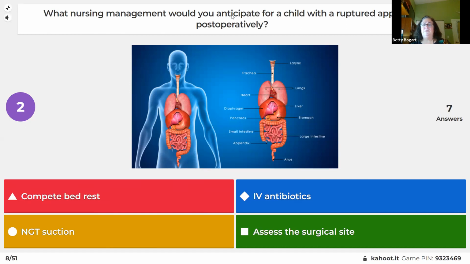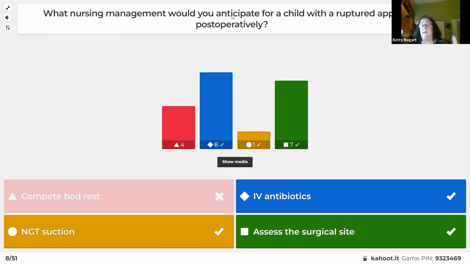So remember, ruptured appendix has spewed the stuff from the intestines inside the belly. You're in acute peritonitis. How are we going to treat that? IV antibiotics, IV fluids, NG tube suction. We want to keep that bowel decompressed. That bowel is angry from all of those secretions that leaked out into that abdomen. And then because it's leaked out, your tissue is not going to be as healthy.